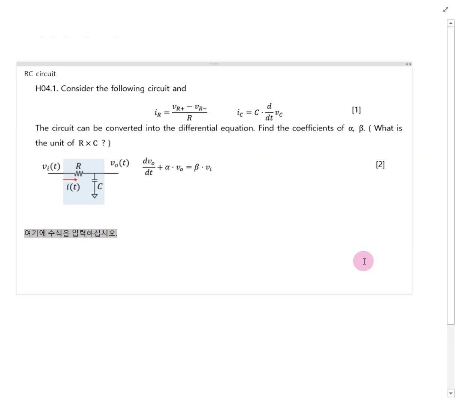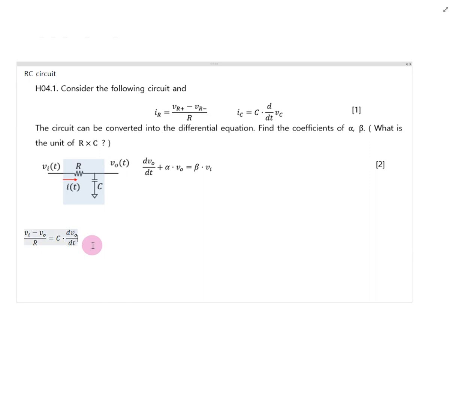Here the current through the resistor is given by Vi minus Vo over R, based on Ohm's law. You can see here the voltage difference across the resistor: Vi is the R plus, Vo is the R minus, so the voltage difference across R is Vi minus Vo. That's the current flowing through the resistor. That current should be balanced with the capacitor current. The capacitor current is C times dVo over dt. Both Vi and Vo are time functions. At this time the capacitor terminal voltage is Vo.